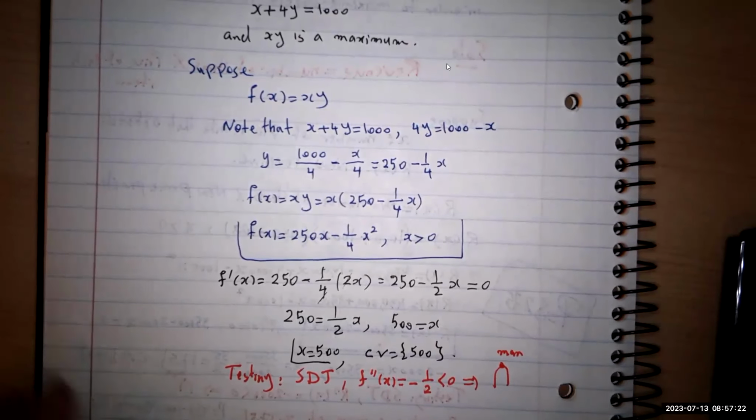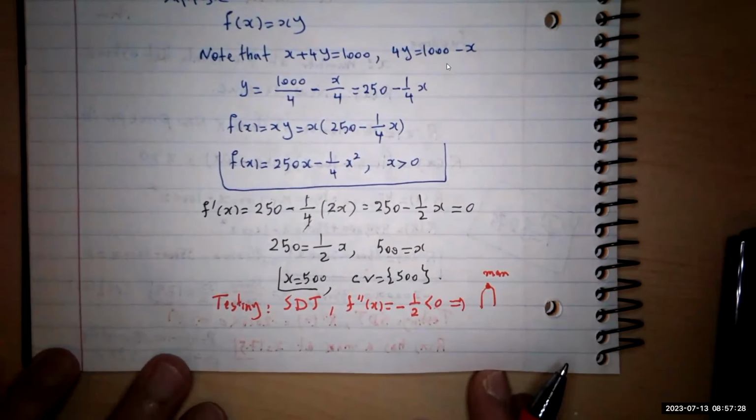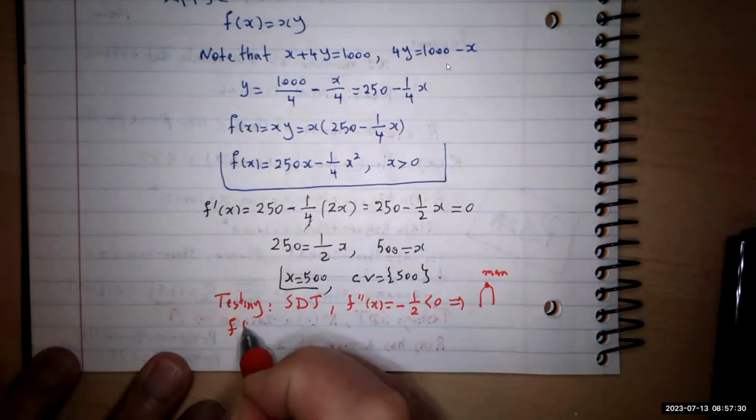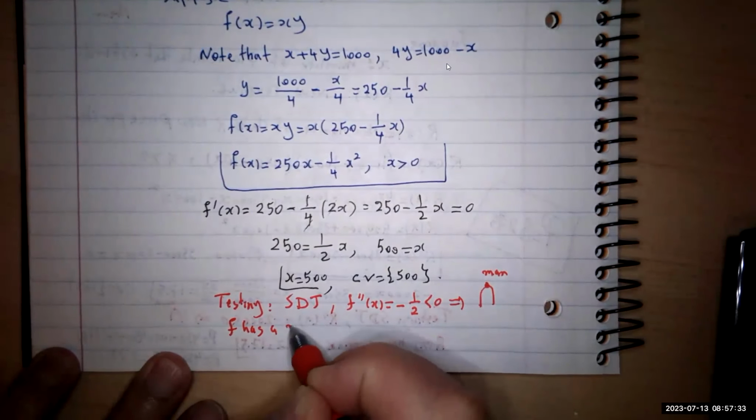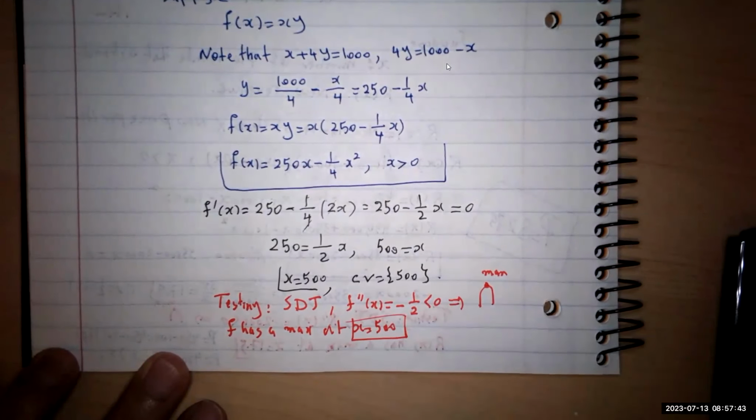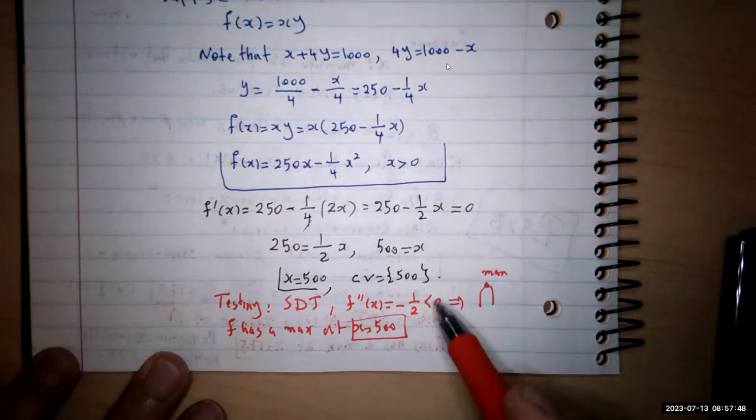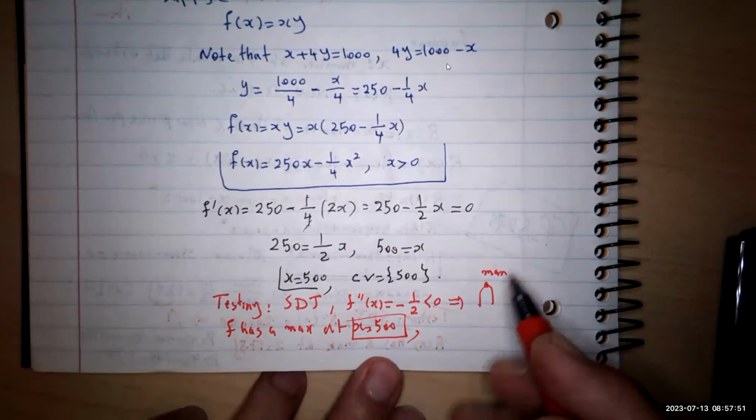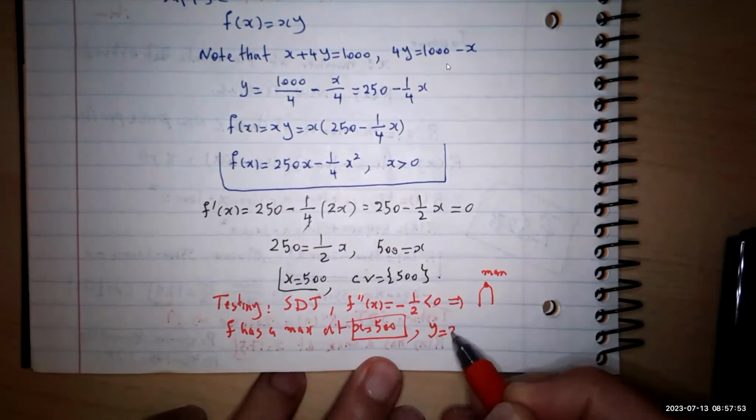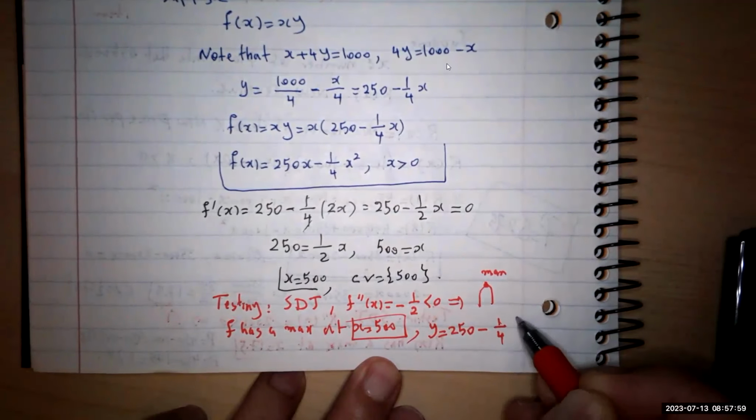Okay, so we confirm that our problem would have a solution. Always you have to get the confirmation. So f has a max. Okay, f has a maximum at x equal to 500. And you need x and y, so the y. So go into this relationship to get the y. So what's going to be y? y would be 250 minus a quarter of 500.